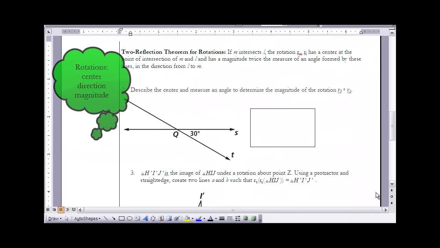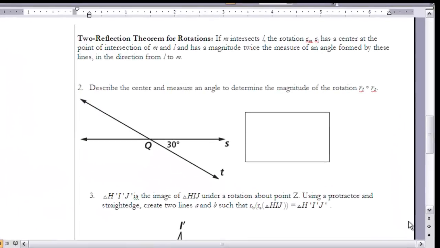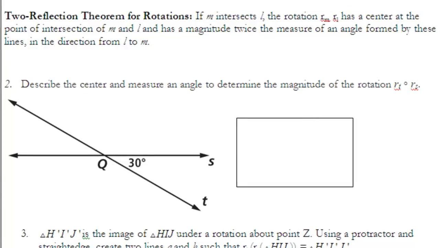Okay, as I mentioned earlier, in order to define a rotation, there's some information we need to know. We need to know the center of that rotation, the direction of that rotation, and the magnitude of that rotation. Well, when we do two reflections to get our rotation, the two reflection theorem for rotation gives us all of that information. It says if M intersects L, so if those two lines intersect, the rotation of the reflection over M following the reflection over L has a center at the point of intersection of M and L. So the center point is where they intersect.